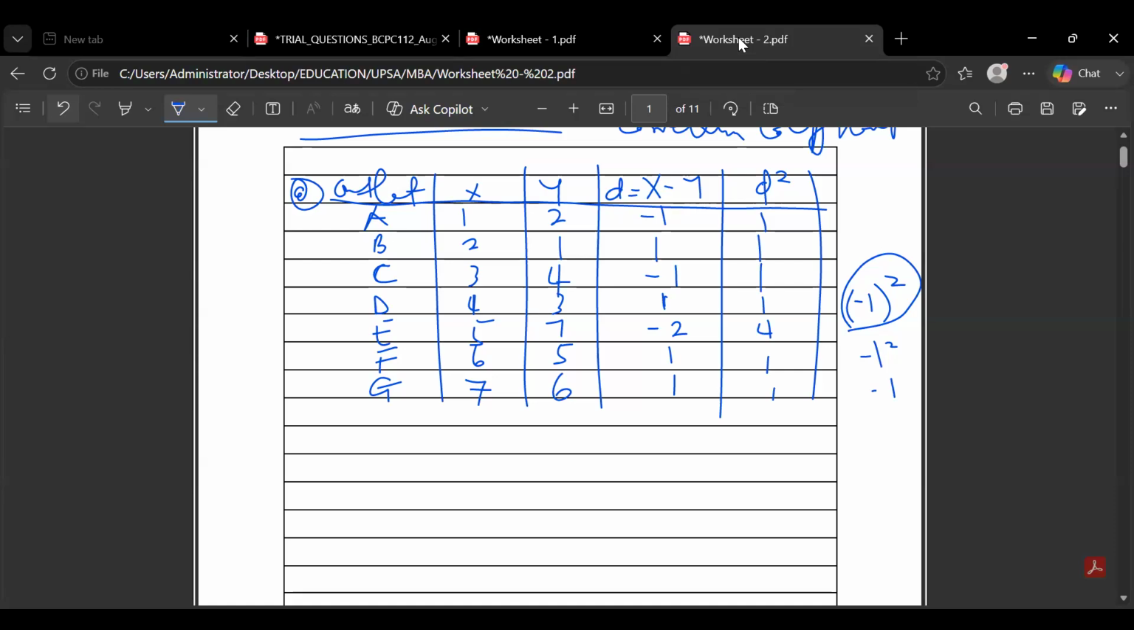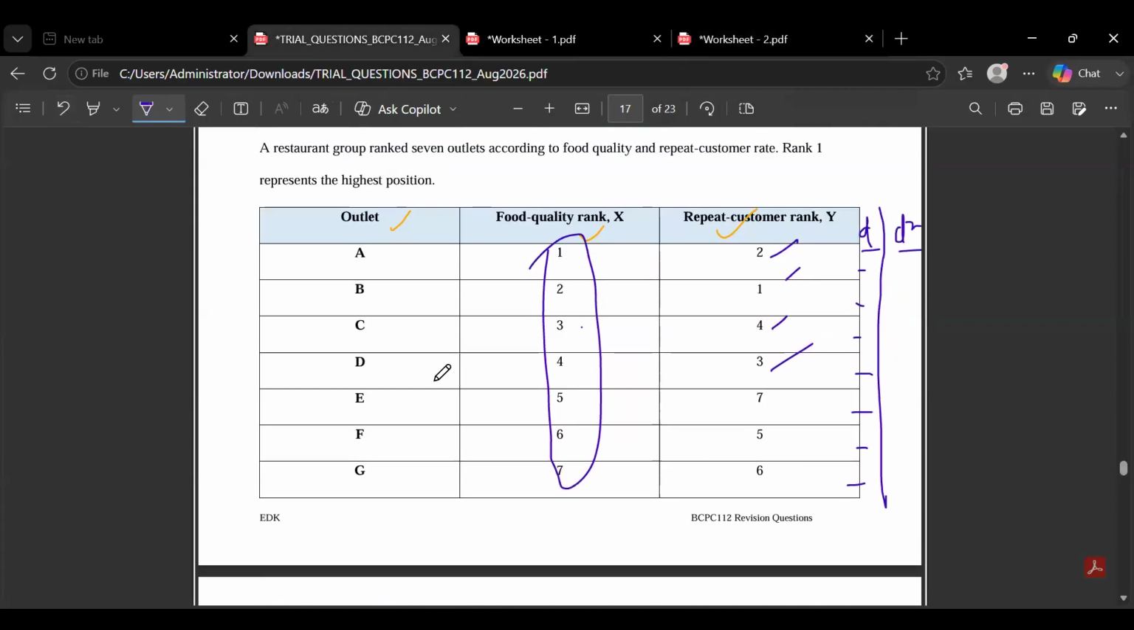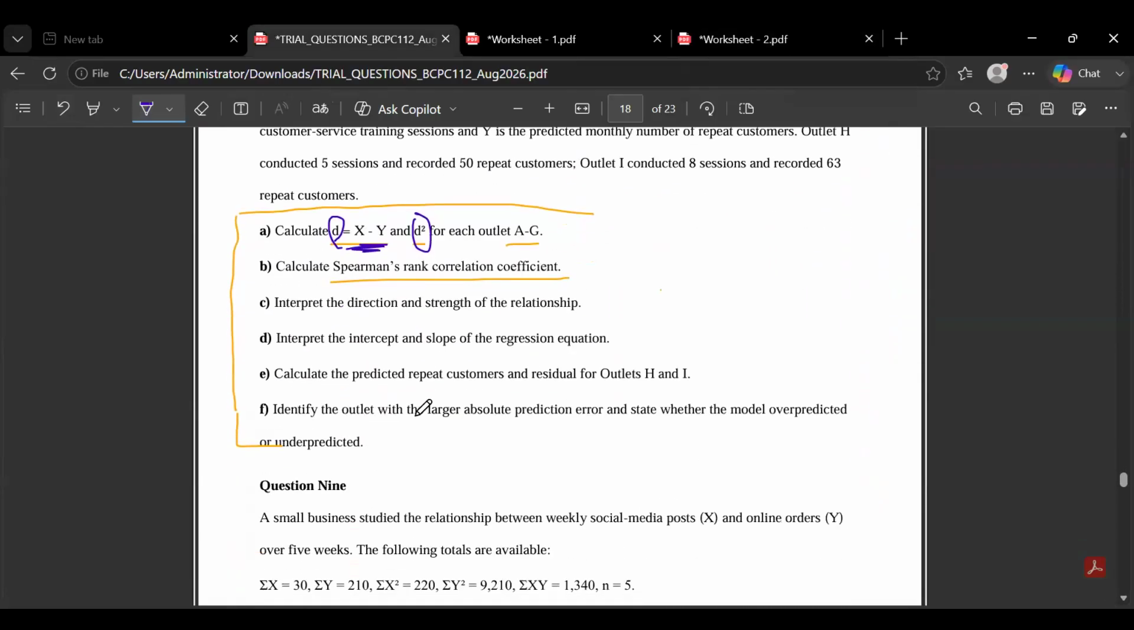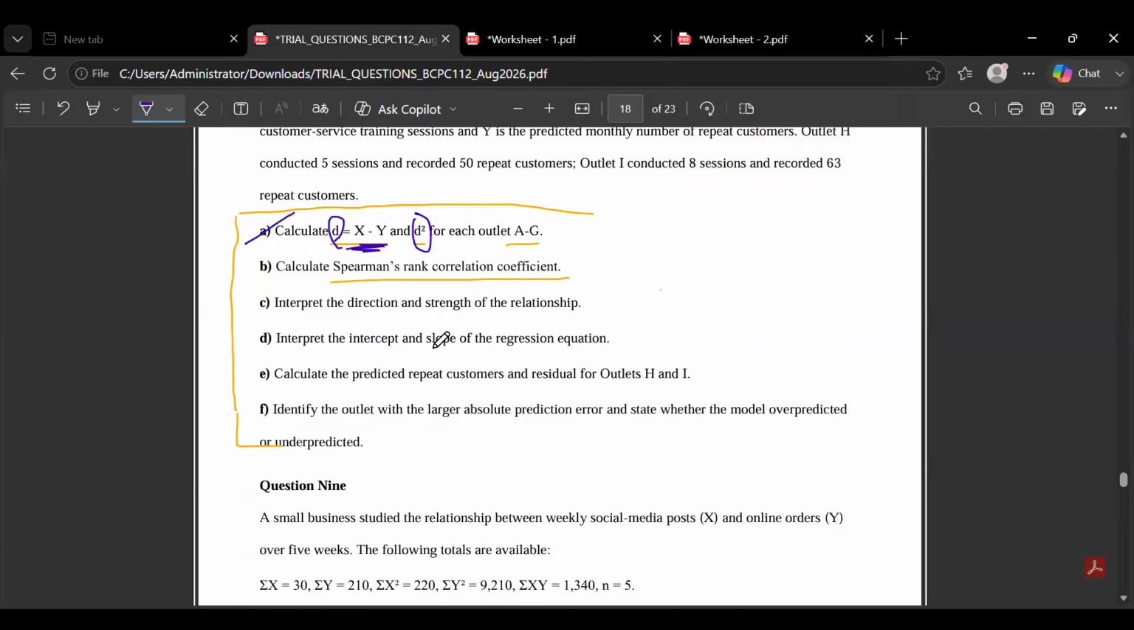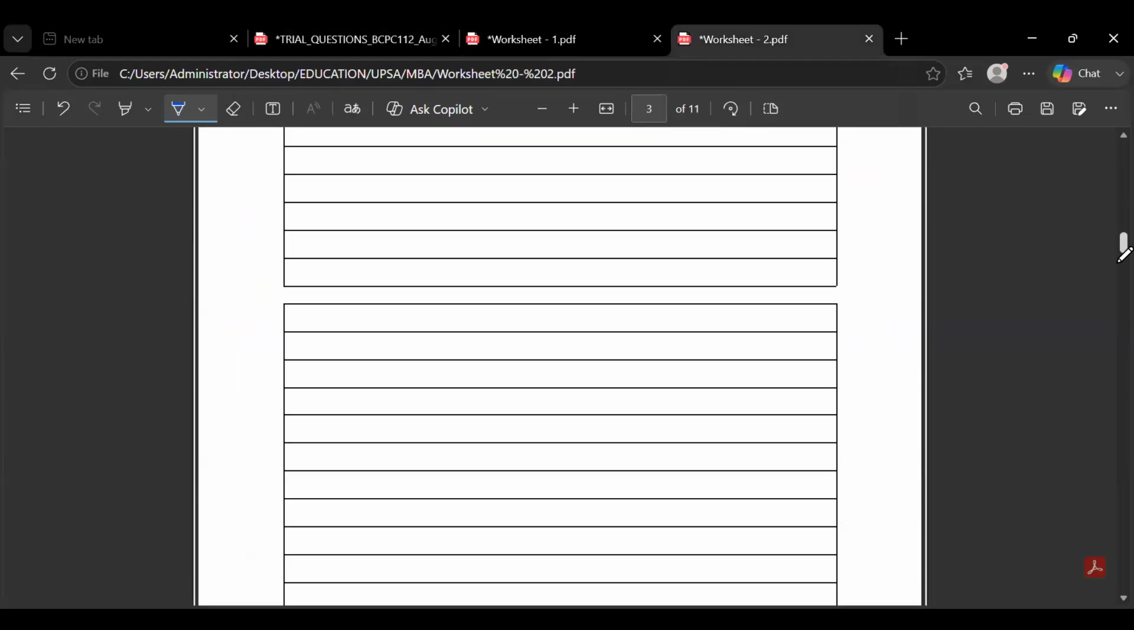Okay. So I'm not going to do anything here. Let's go to the next one. This is done. We are done with this. B says, calculate the Spearman's rank correlation coefficient. So let's check whether the formula is in the formula sheet. For regression, we have a formula where we can find the a and the b, right? So let's check whether the Spearman's rank correlation coefficient is in the formula sheet here.